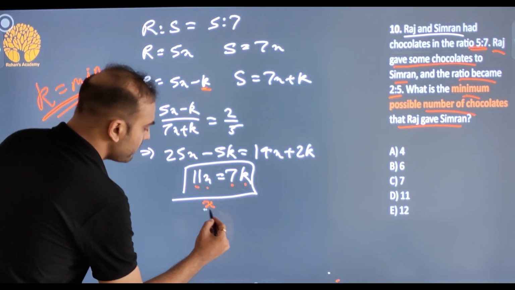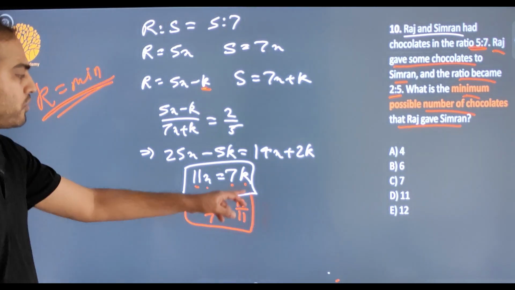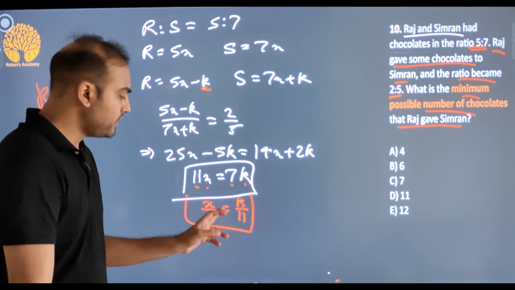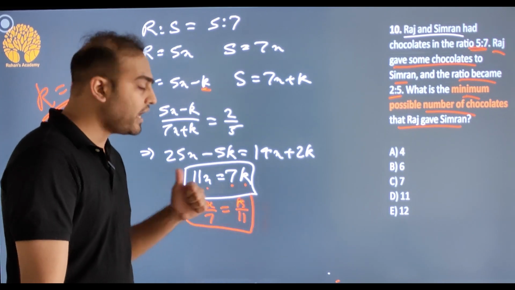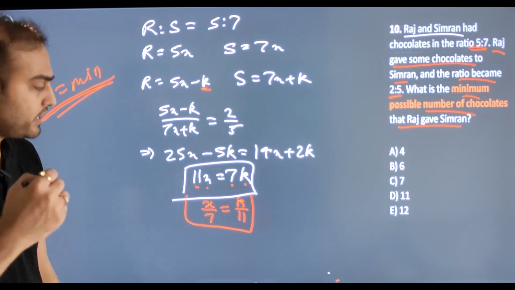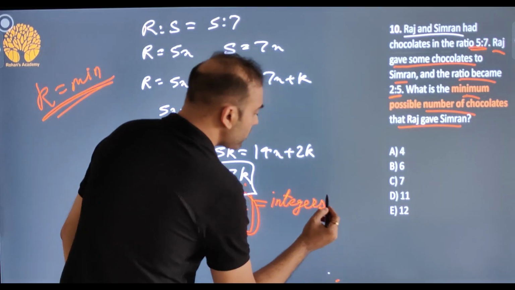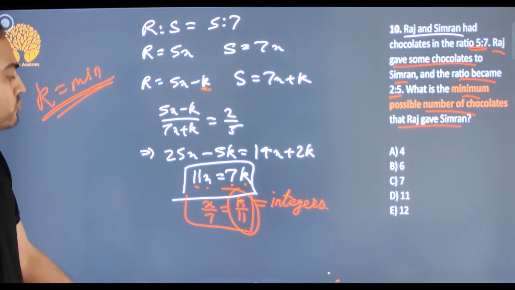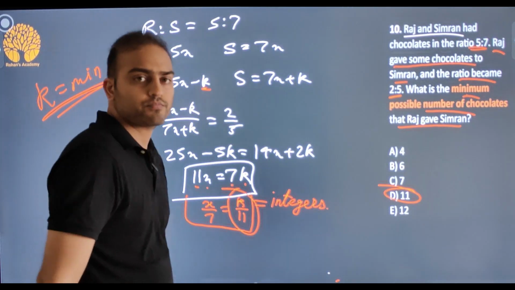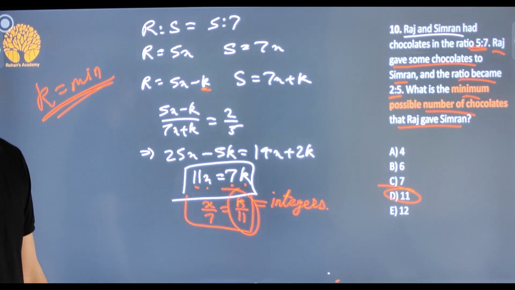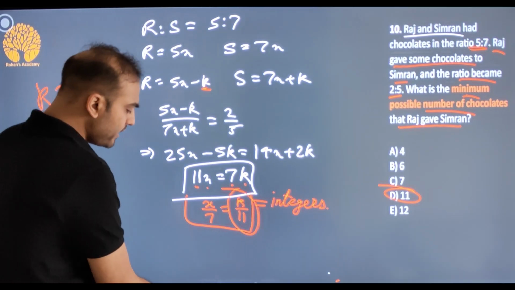If I just cross multiply, x over 7 is equal to k over 11. Now, since I know they are integers, k has to be divisible by 11, because we are talking about integer chocolates. So k has to be divisible by 11, and the minimum such value is 11 itself. That means the minimum chocolates that Raj can give to Simran is 11.